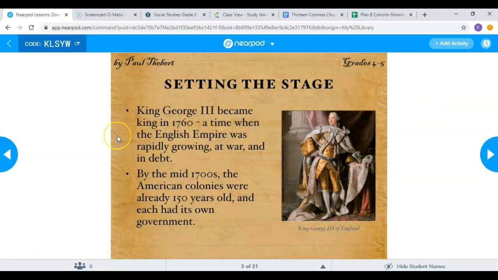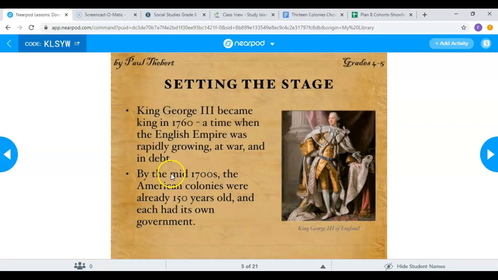So during this time period, King George III became king in 1760. At that time, Great Britain or England was growing very quickly. They were almost at constant war with some other European nation, and they were actually in debt. So debt is never good, especially if you are in massive debt, as they were. So King George III was the king of Great Britain at this time.